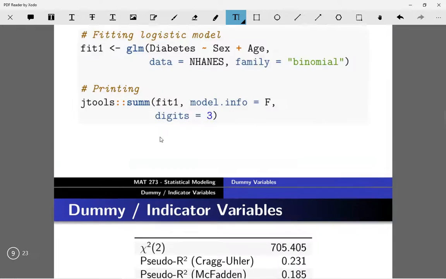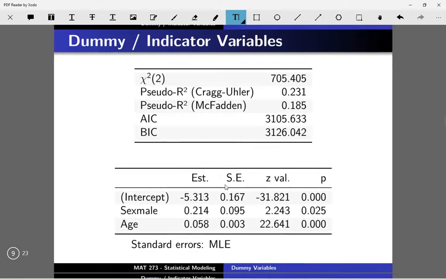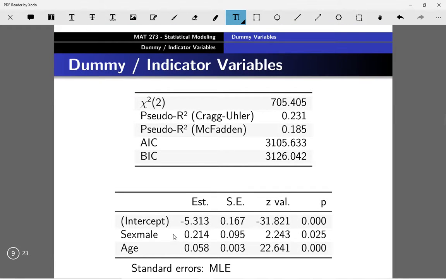So we have a categorical predictor in the sex of the person, and then we printed it here. Here's the coefficient estimate for sex, which is 0.241. This is an indicator for the person being male. And since this is positive, this indicates to us that the chance of a person having diabetes is higher for males compared to females, holding age constant. Again, that's because this is positive.